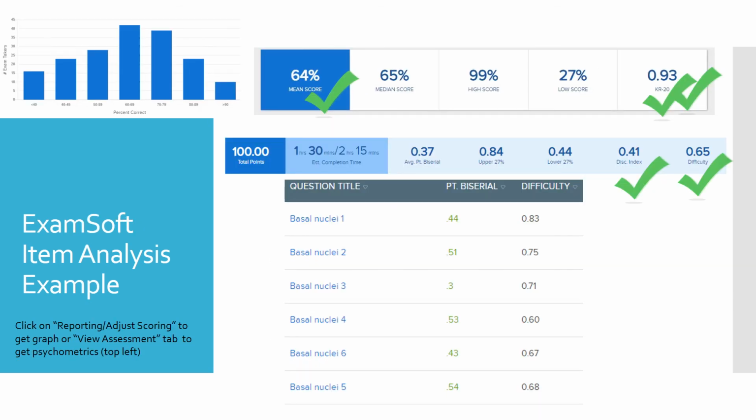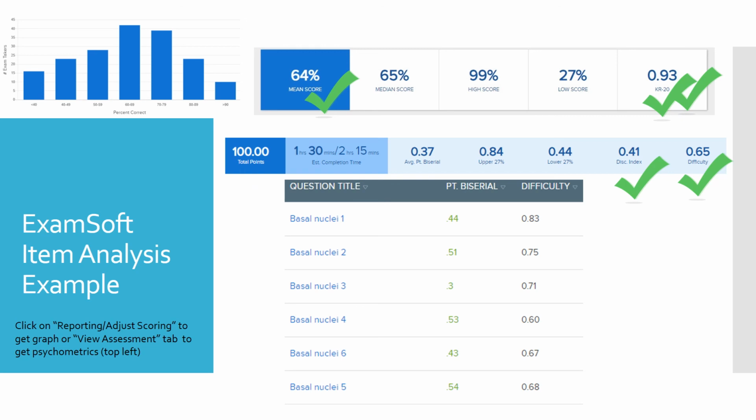This is an example of the type of item analysis that you get out of ExamSoft. So again, this is another exam that I've run in the same unit. This is the end of semester exam, and we can see that the grade distribution actually looks quite normal. We've got the mean score at 64% and the median score at 65%, so just a very slight skewing. The high score was 99% and the low score was 27%.